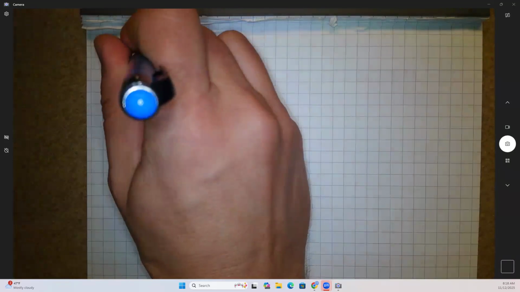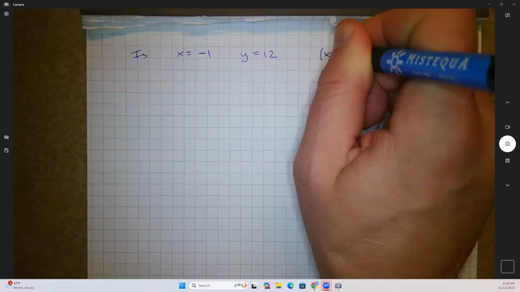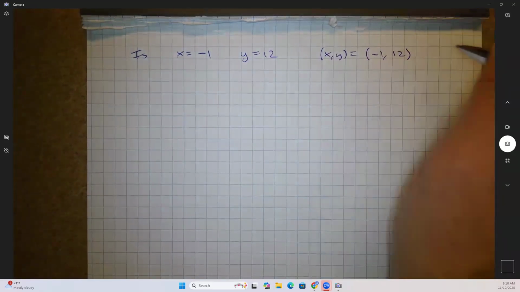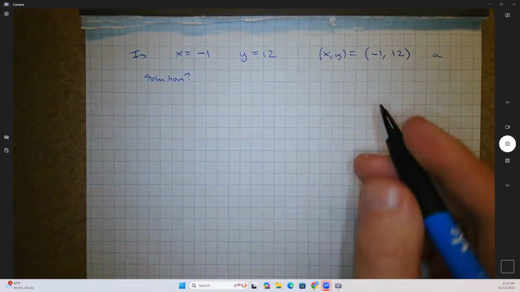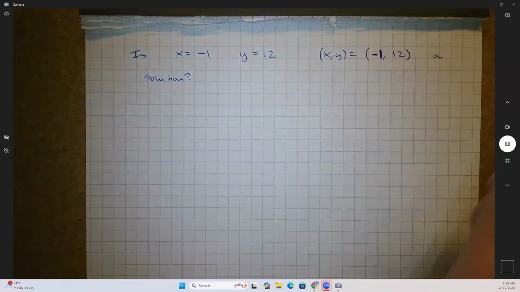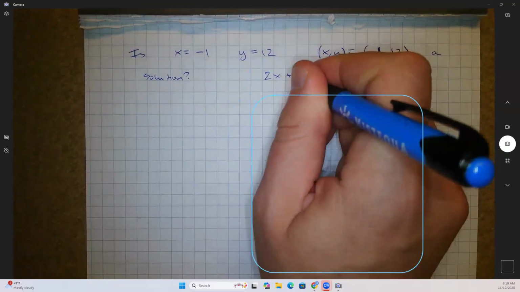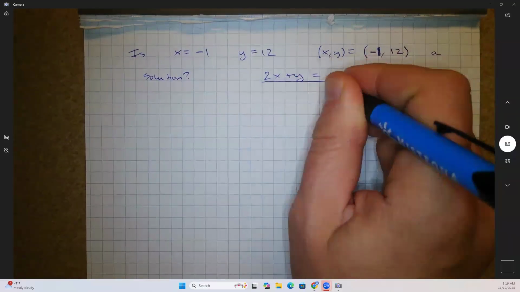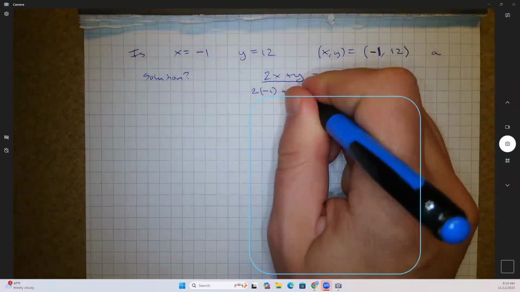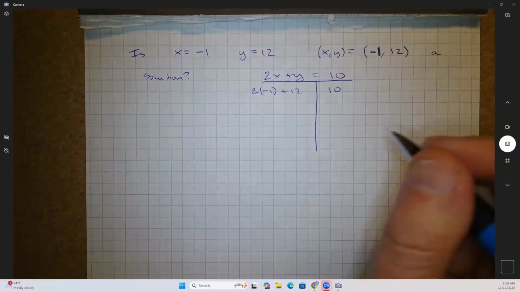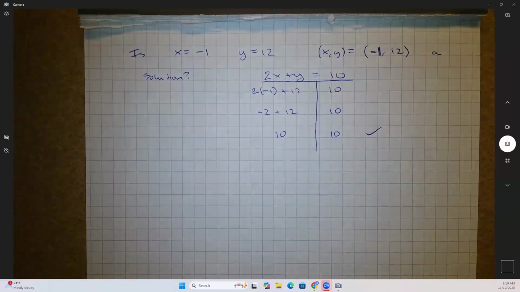How about x equals -1, y equals 12, or x comma y equals -1 comma 12? A solution. Nobody said that my x value had to be positive, or for that matter, that my y value is going to have to be positive. So I'll set up my little table here. So it's 2 times -1 plus 12 on the left and 10 on the right, which is -2 plus 12, which is 10. Yep, it is a solution.